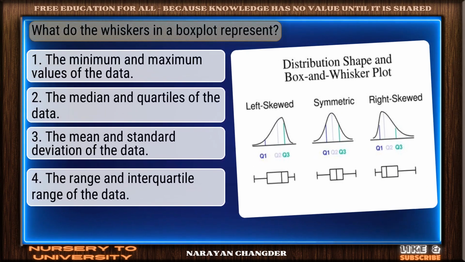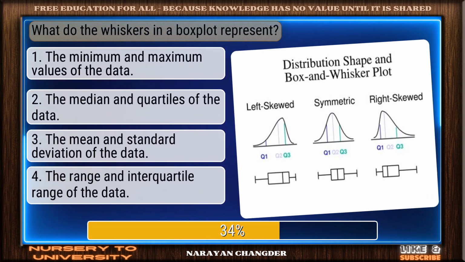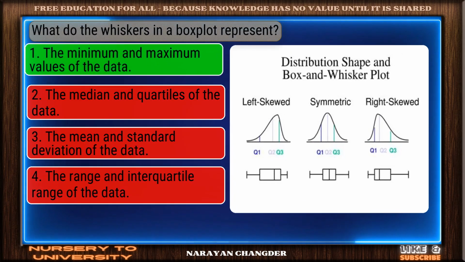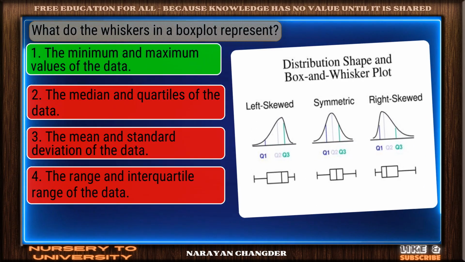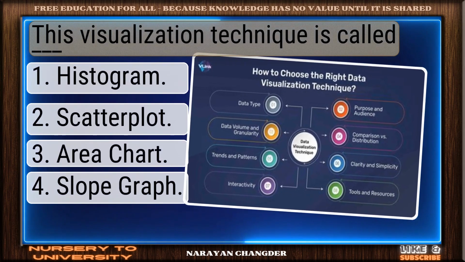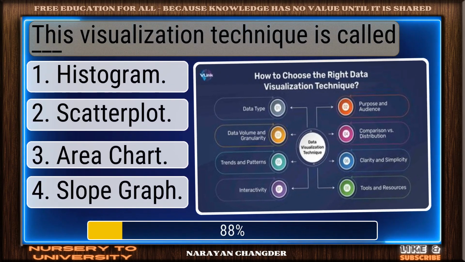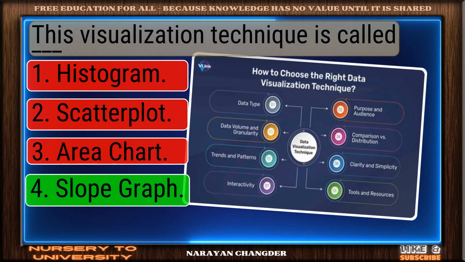Question number 35. What do the whiskers in a box plot represent? Well done. The minimum and maximum values of the data is the right choice. Question number 36. This visualization technique is called Dash. Perfect. Slope graph is the correct choice.